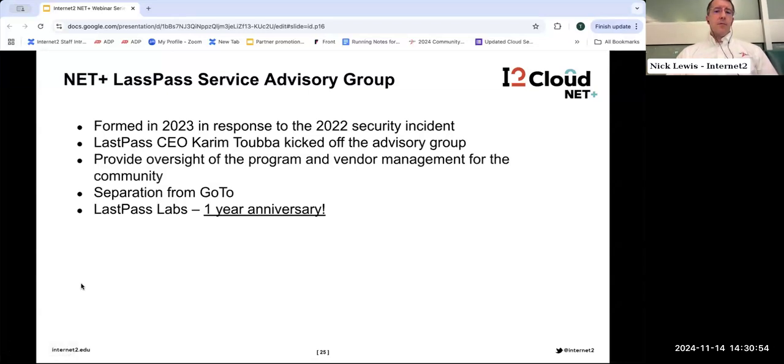Then as part of the advisory board, we've discussed with LastPass the separation from GoTo, and that LastPass is now a separate company where they have increased the resources devoted to the development of the product and to internal security. The last thing we talked about with the advisory group has been LastPass Labs, and how LastPass Labs is looking at threat intelligence and various different aspects of password management across their entire customer base. Next slide, please.